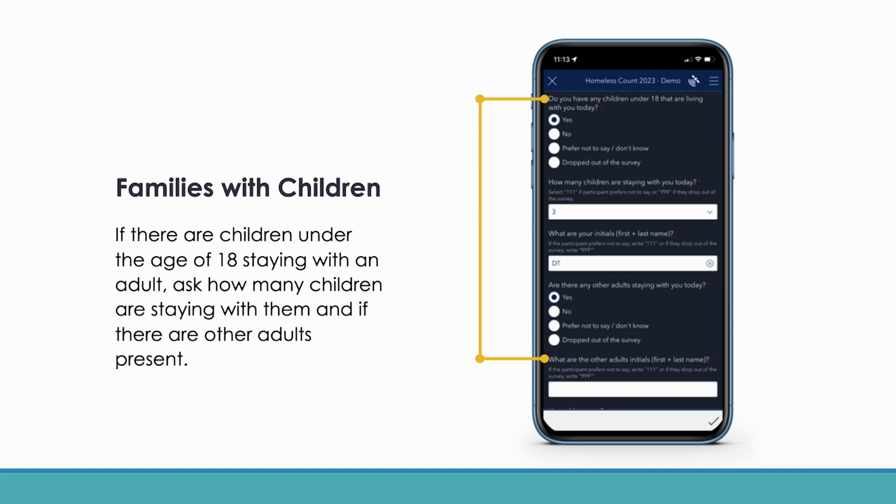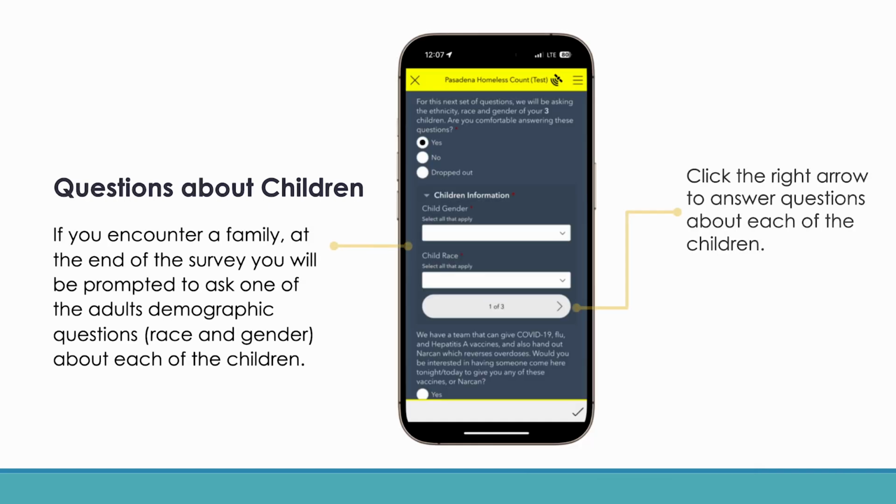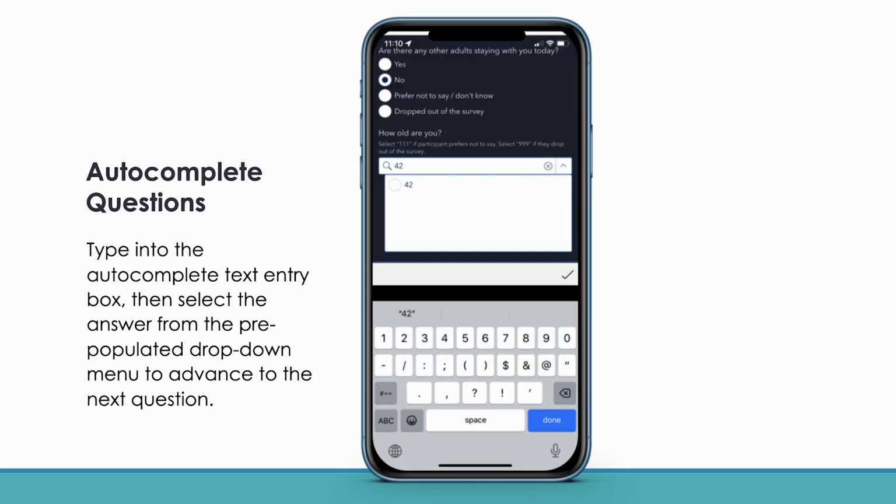Make sure a separate survey is conducted for each adult member of the household. If you encounter a family with children, at the end of the survey, you will be prompted to ask one of the adults demographic questions, including gender and race, for each child. If there are multiple adults present, only one adult should answer the demographic questions on behalf of the children. Make sure you communicate with your team members to determine who will be answering the questions about the children.